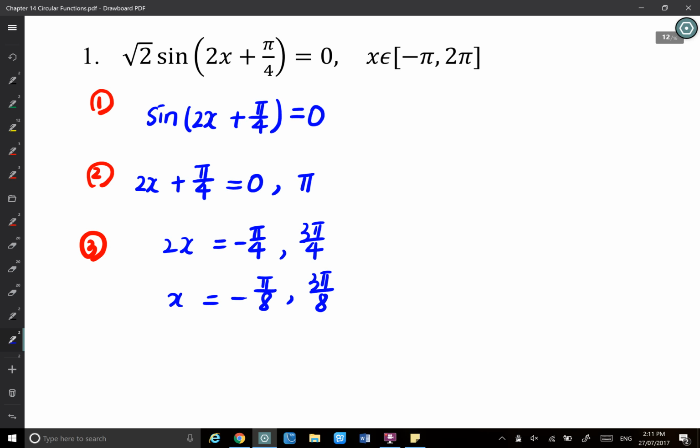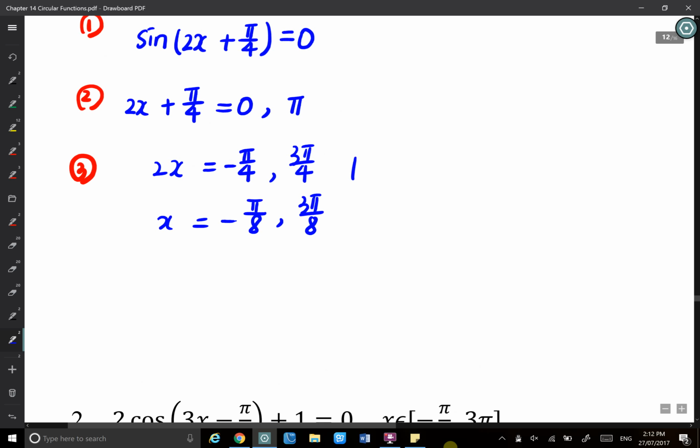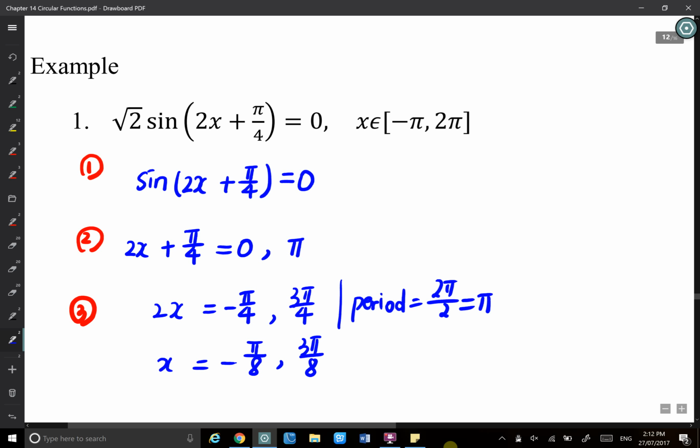Remember as we talked about in the previous question, when you know the first two answers, you know all the other answers because there's a connection between all the solutions. What's the connection? Add period, not 2 pi, it's adding period. What is the period for this equation? You are adding period on for that. The period is 2 pi over 2, which equals to pi.